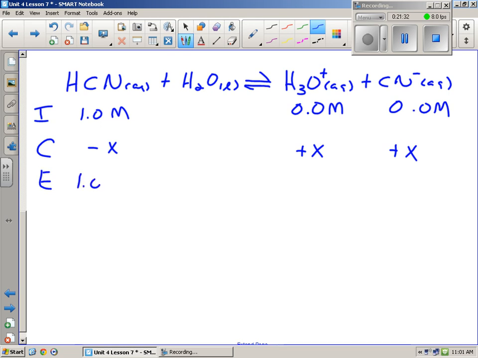Do you agree that this would be 1 minus X, whatever that happens to be, yes? So whatever I took away there, that's going to be 1 minus X at equilibrium. This is going to be 0, and then I added X, so that's going to be X, and that's 0 minus 0 plus X, so that's X there.